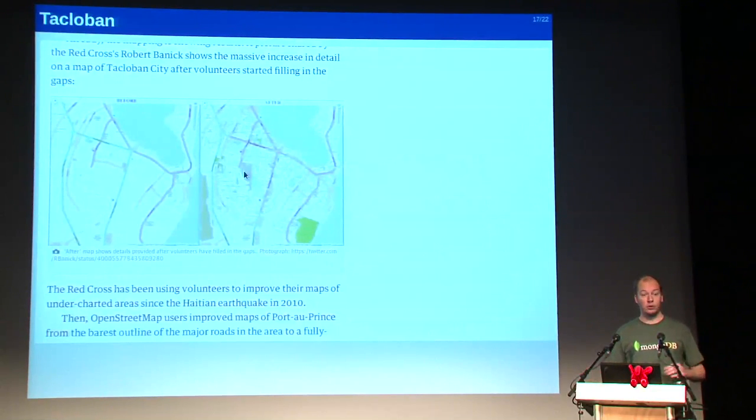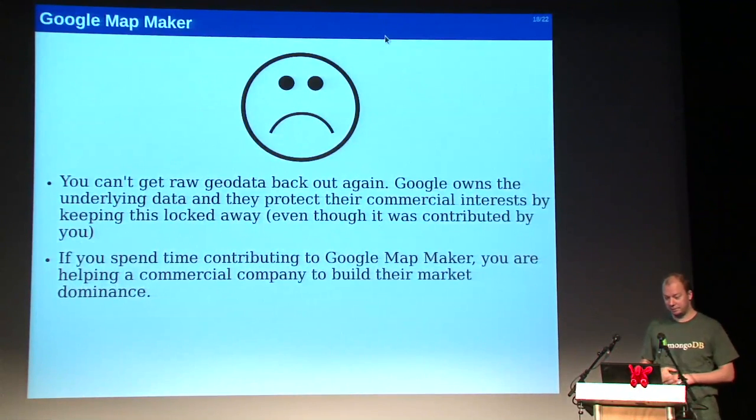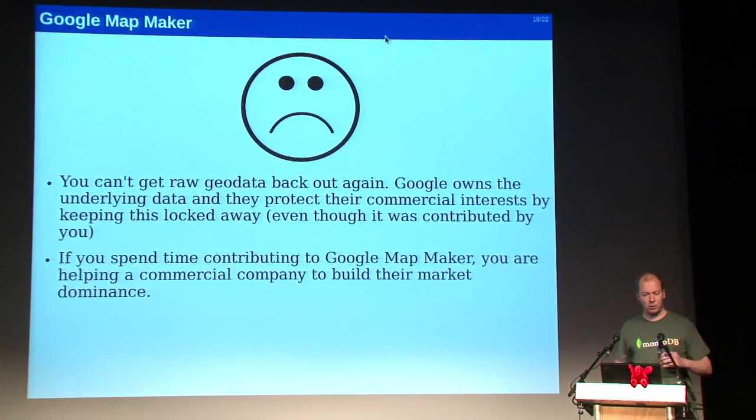Something that Google tries to do in developing countries, but there's one big difference there. Because when you supply this data to Google, it's a commercial company. You're never going to get the data back. And the only thing that you actually will be doing is supplying Google data that it can use for commercial purposes. So I have a sad face slide for this. Yeah. Google has a project called Google Mapmaker. You might have seen this at some point.